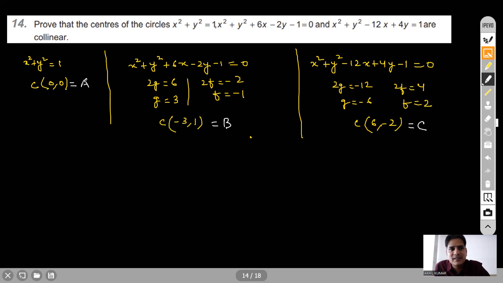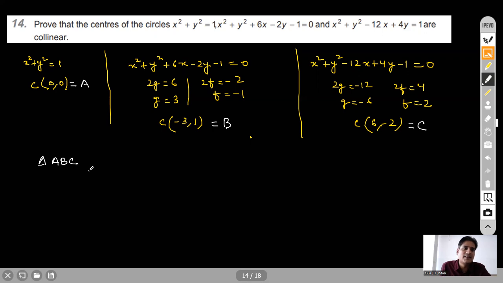Now we have to prove these three points A, B, and C are collinear. How can we prove that these three points are collinear? If the area of the triangle formed by these three points is coming out to be zero, then we can claim that these three points will be collinear, right? Because in that case, all the three points will lie on the same line and the area of the triangle will be zero. So let me find the area of triangle ABC.